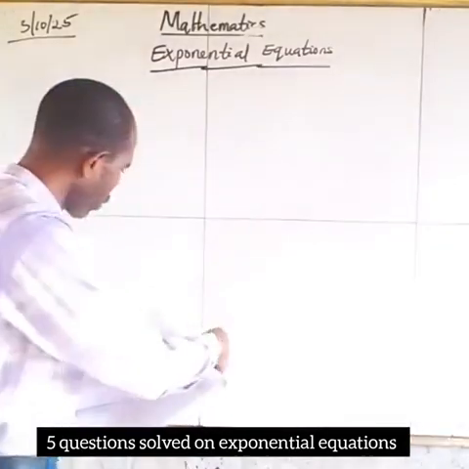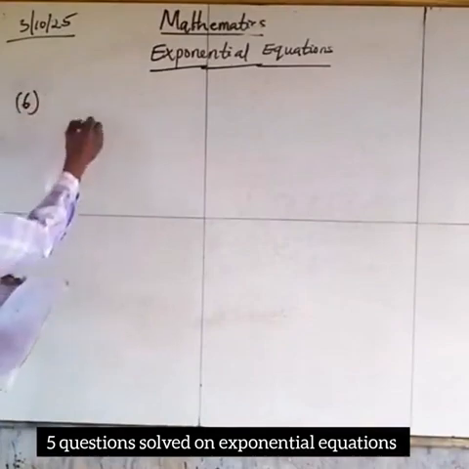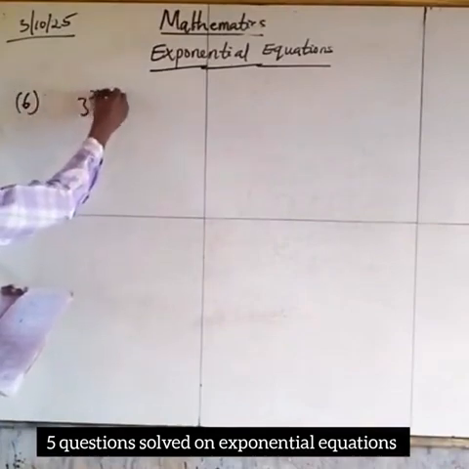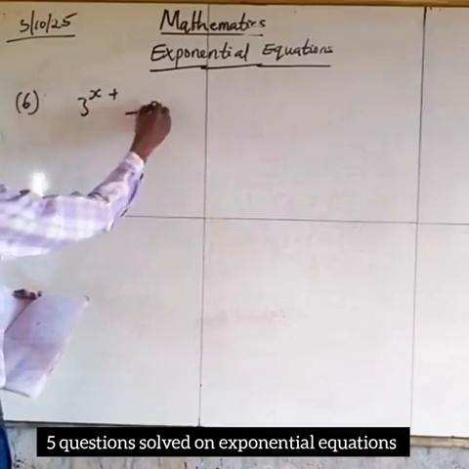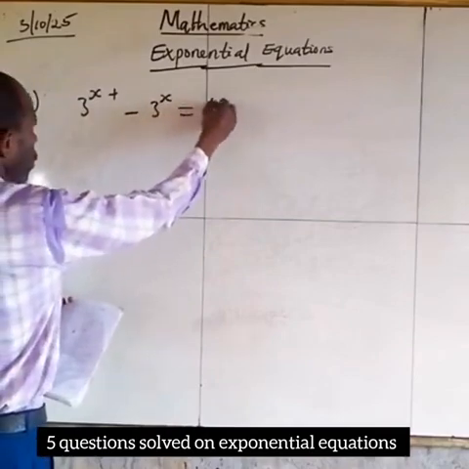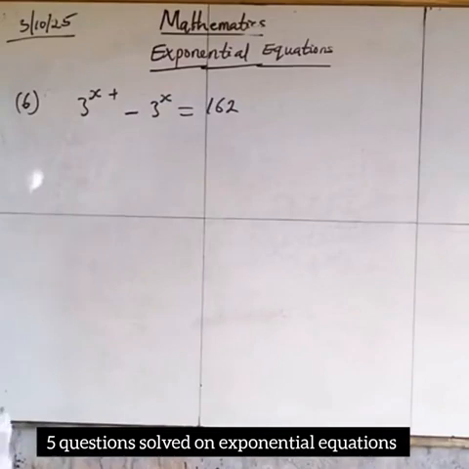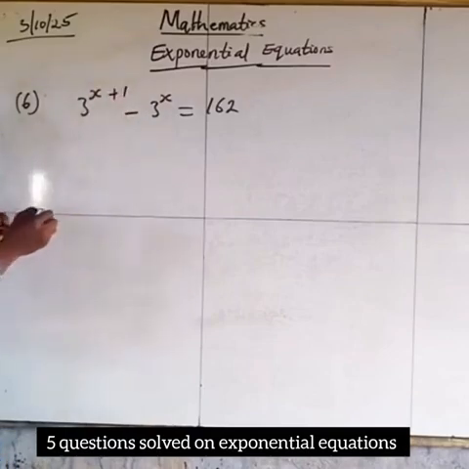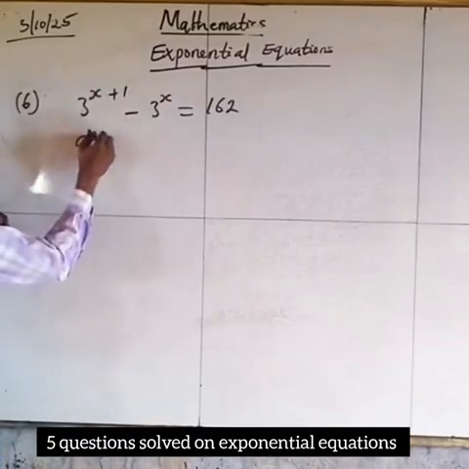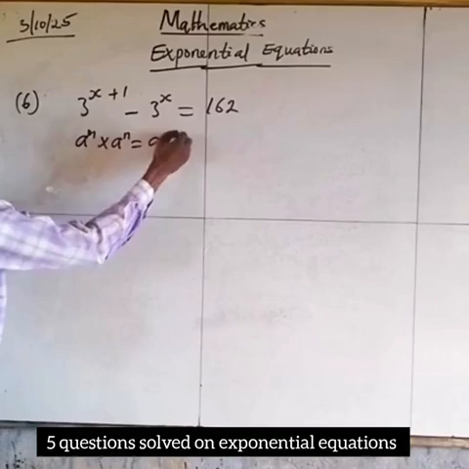This last question, question number 6, says we have 3 raised to the power x plus 1 minus 3 raised to the power x equal to 162. The same law which we applied to the previous question is still what we are going to apply. So this is plus 1 here, okay? We still have that a raised to the power m times a raised to the power n is equal to a raised to the power m plus n.